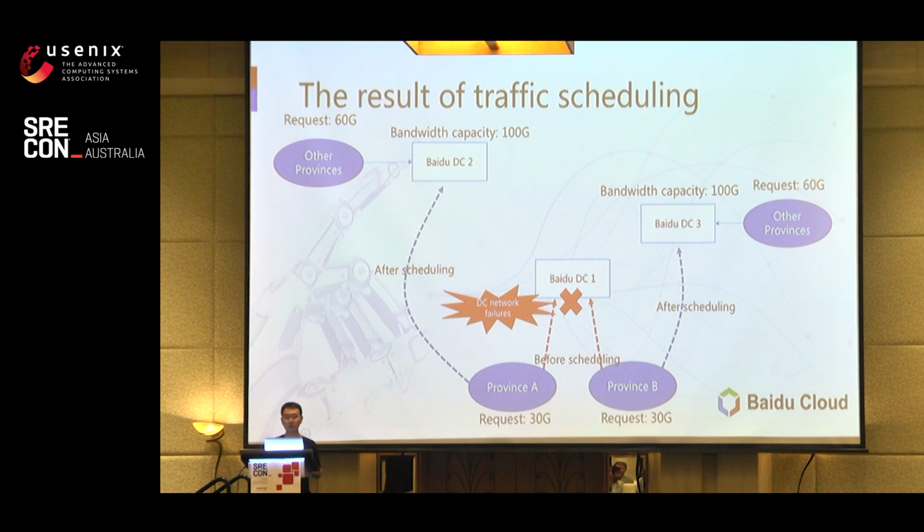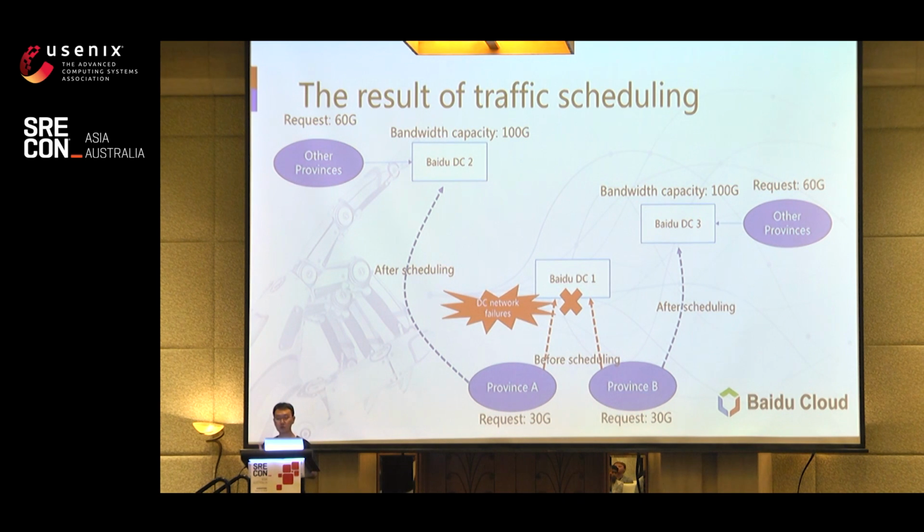Here is an example of how GTC handles a complex situation. As shown in the figure, the POP network of data center 1 fails. We need to schedule the requests to data center 1 to other healthy data centers. The traffic to data center 1 comes from users in province A and province B. Both province A and B generate 30 GB of traffic.